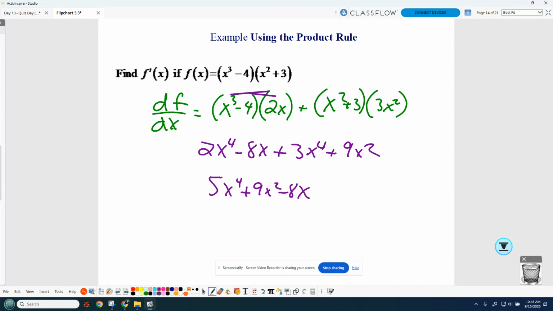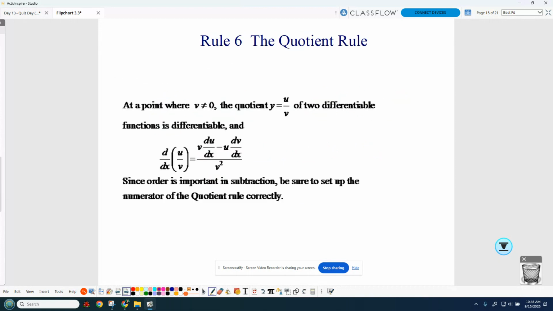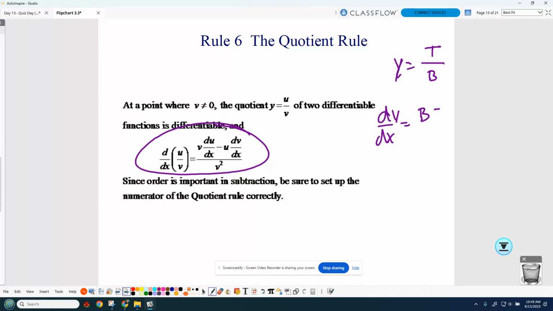So what's next? Yeah. Party down. Quotient rule. Woohoo! Grossness. So I don't like it with U and V. Andy, you're giving it the stink eye. I write it with bottom and top. And the pattern is the bottom times the derivative of the top minus the top times the derivative of the bottom over the bottom squared.